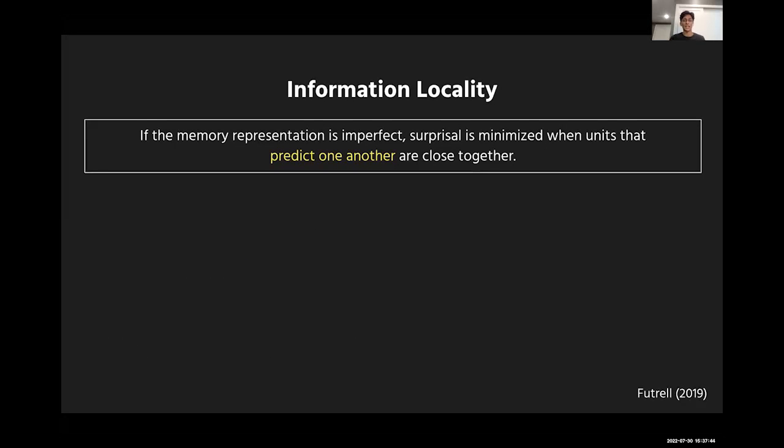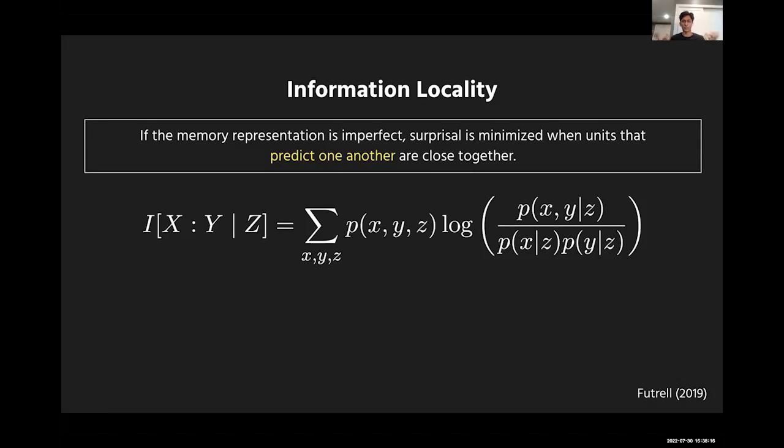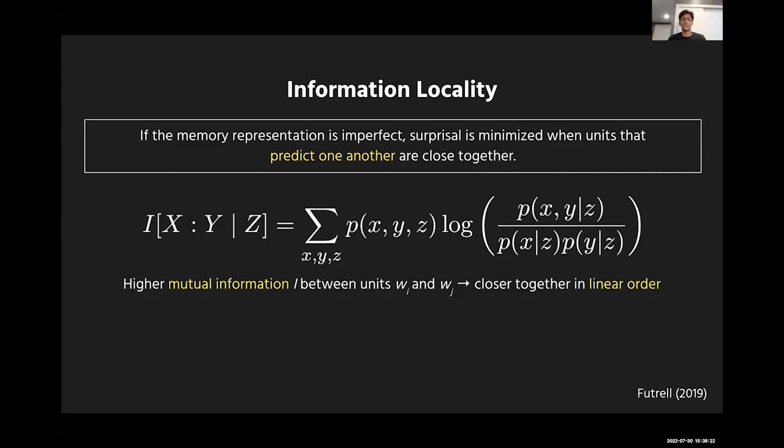And to tie this back into morpheme order, the memory-surprisal curve and the efficient trade-off hypothesis result in this conclusion called information locality, which basically says that if the memory representation is imperfect, as we assumed with lossy context surprisal, we're going to minimize processing difficulty when words, or morphemes, that predict one another are close together in linear order. So related morphemes, related words are going to be closer together in linear order than unrelated ones. And we quantify this prediction of one another using mutual information, which is the quantity shown here. But it essentially means that higher mutual information I between two units is going to lead to more closeness in linear order.